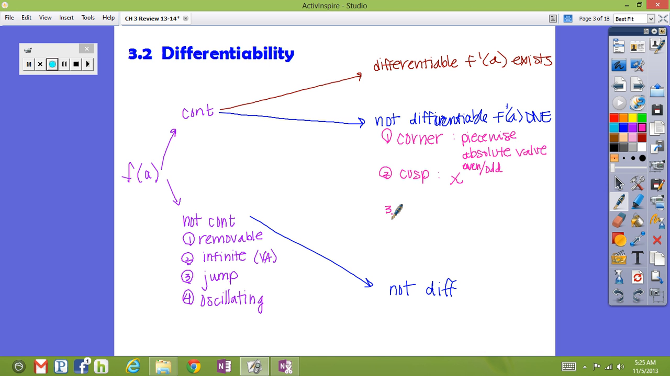The third example would be a vertical tangent. And a vertical tangent is similar to the one above. A vertical tangent occurs when you have a power of x between 0 and 1, but that power is odd over odd. So 1/3, 1/5, 3/11. Those would all create a vertical tangent.